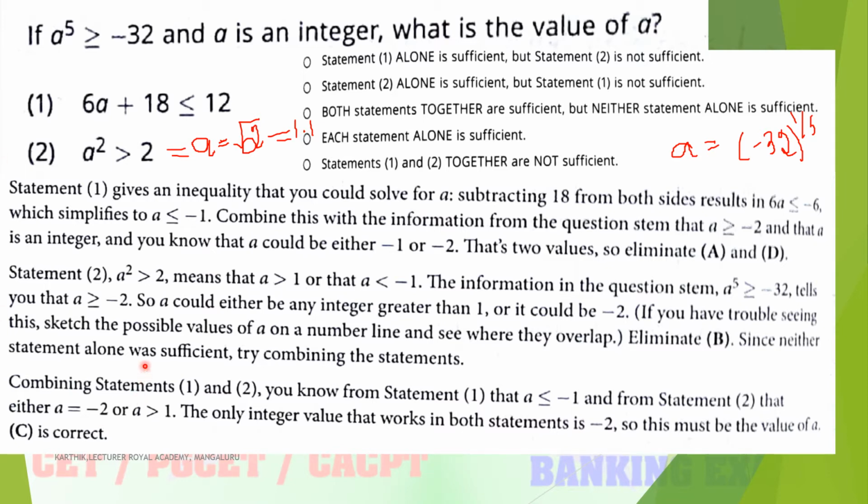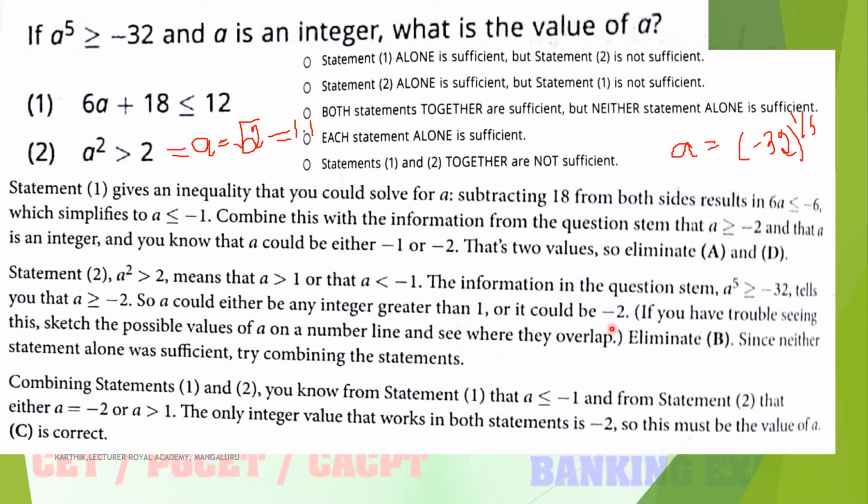I hope all of you understood. From the first statement alone you will get a is less than or equal to -1, so you can choose the value of a as -1 or -2. So we are getting two different answers.